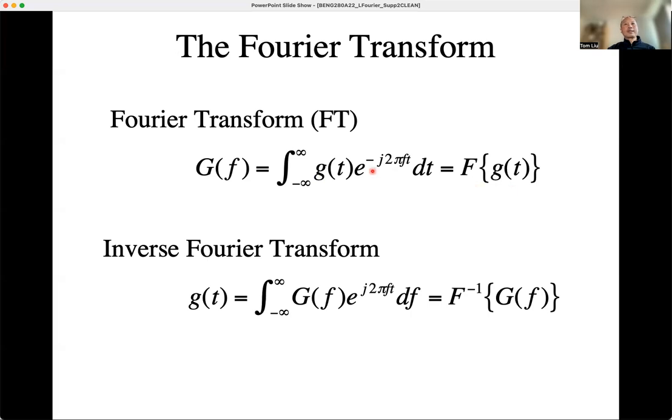Now, the amazing thing about this is it's an invertible process. At least for all the functions that we're going to look at, we can invert this process. So given g of f, we can go back to get g of t. And the expression for that is quite simple. We take our g of f, and we multiply it by a complex exponential that has exactly the same form as what we used before, except here it was negative and here it's positive. And now since we have a function of f, we integrate over df and we get back our function g of t. So this could also be represented as the inverse Fourier transform of g of f.